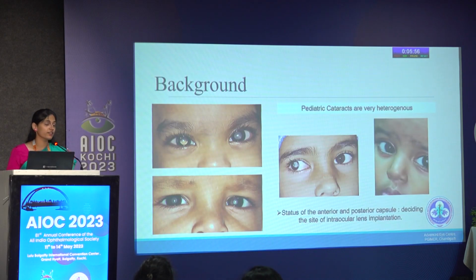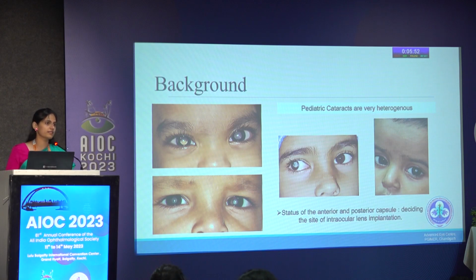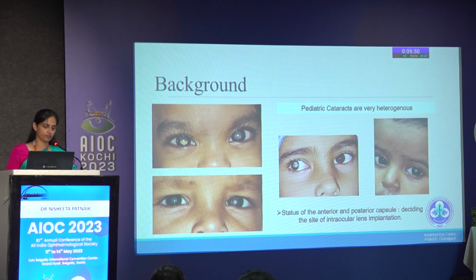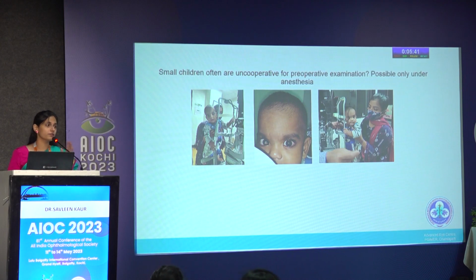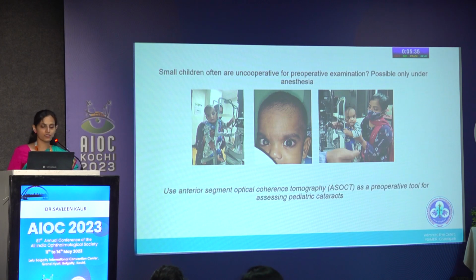Pediatric cataracts are very heterogeneous, and it is imperative to obtain a complete anterior segment examination before we take up the child for surgery. In adults, we traditionally use the slit lamp, but children are often uncooperative for a slit lamp examination, and a complete preoperative examination is often possible only under anesthesia. So we wanted to see whether we can use the ASOCT as a preoperative tool for assessing pediatric cataracts.